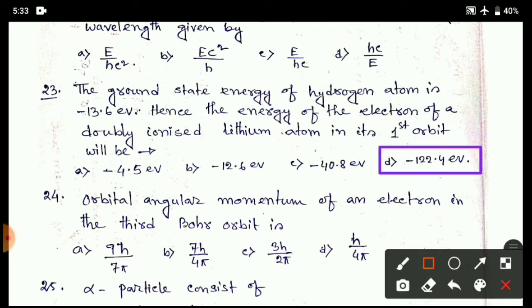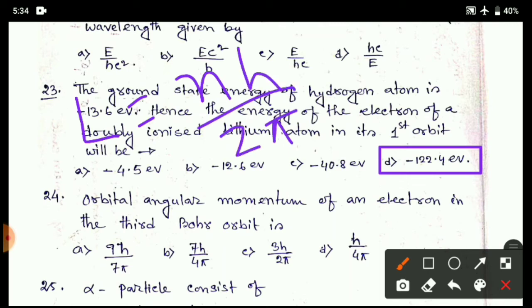So option D is the right answer, minus 122.4 electron volt. Next, the orbital angular momentum of an electron in the third Bohr orbit. We know angular momentum L equals nh divided by 2 pi. For the third orbit, n equals 3. So option C is the right answer, 3h by 2 pi.